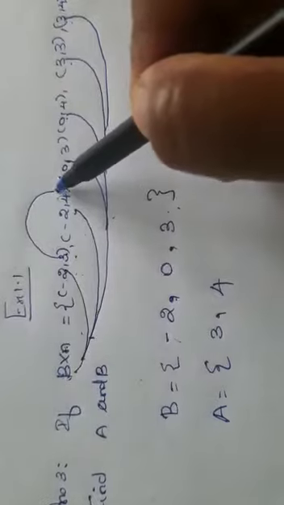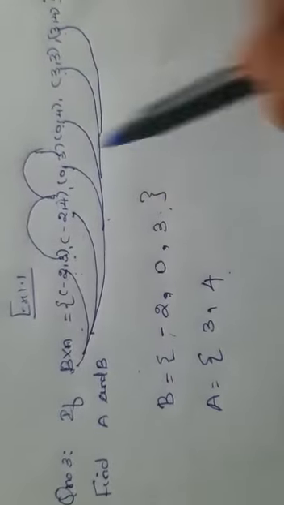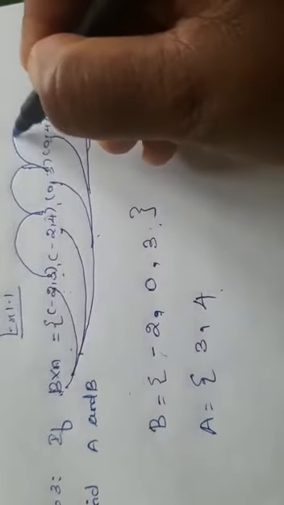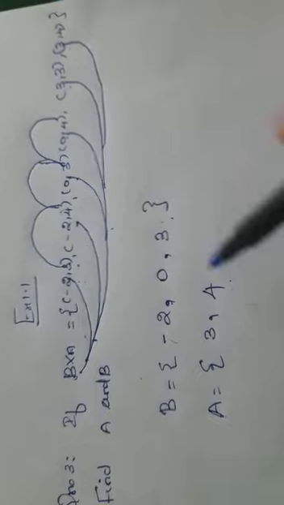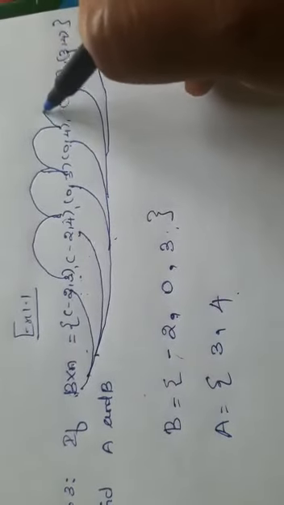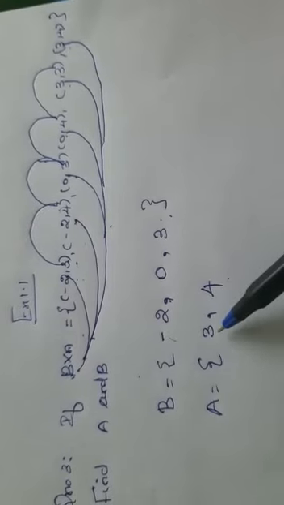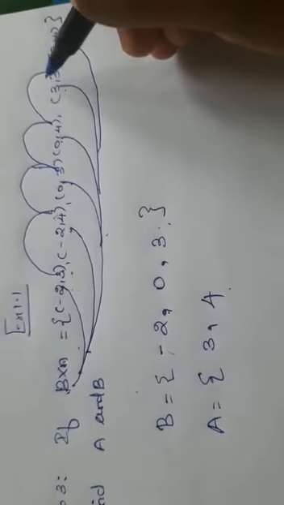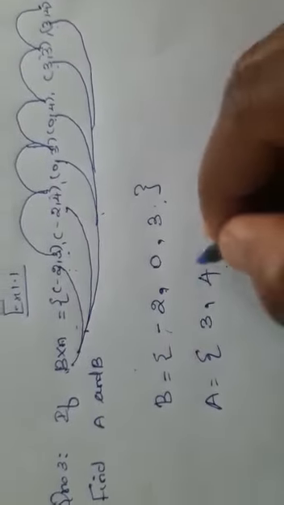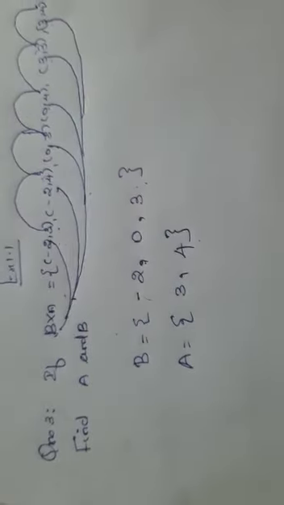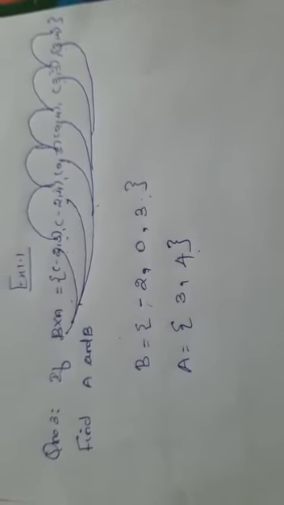What is the second element in the third ordered pair? 3. So we don't want to write it again. Look at the next second element, 4. We don't want to write it, already we have written this. Look at the next one, it is 3. Already we have written it. Look at the next ordered pair, the second element is again 4, so we don't want to write it. Therefore, the elements present in the set A are 3, 4.